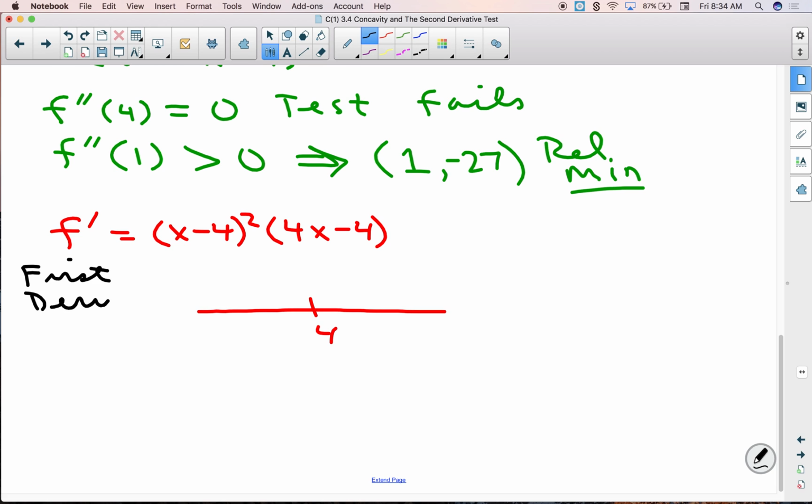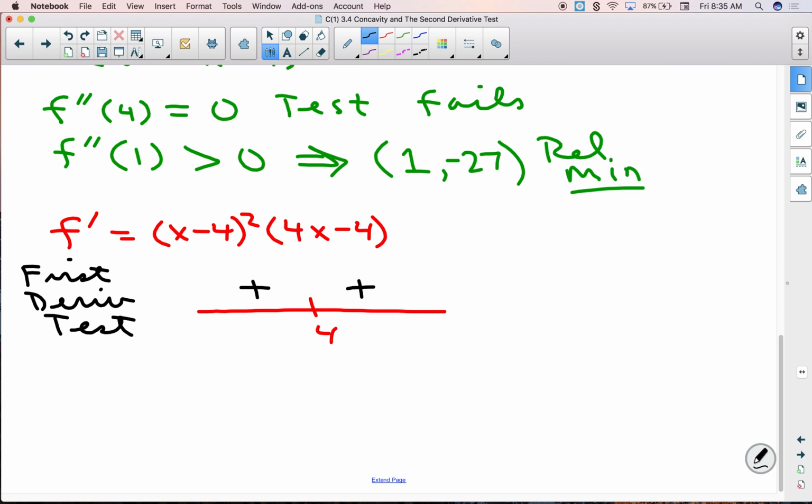All right, so pick something left of 4. 3. No matter what you choose here, what's going to be true? It's going to be positive. Why? Because it's squared. So this factor is always positive. If you pick 3 here, 4 times 3 is 12, minus 4, it's positive. All right, pick something bigger. What's going to happen? Still positive. So what can you conclude from the test? There's no extreme.